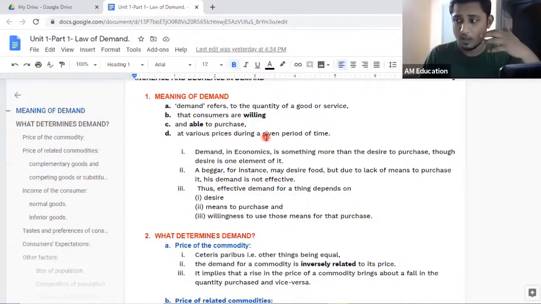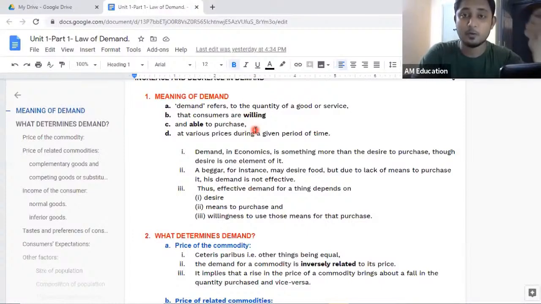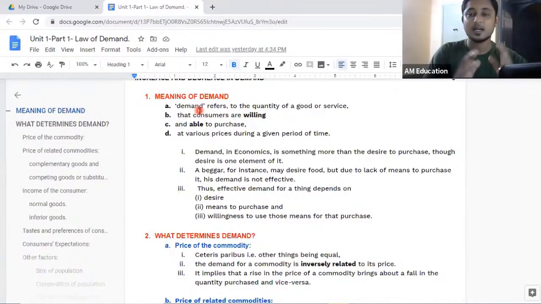So it's like, I need a Lamborghini car. Okay? So there is a willingness for me to buy a Lamborghini car. Yes or no? Yes, sir. But am I able to buy that car? I don't have that much money to buy a Lamborghini car. So I am not the person who's able to buy the good, and that is why I am not a part of the demand.